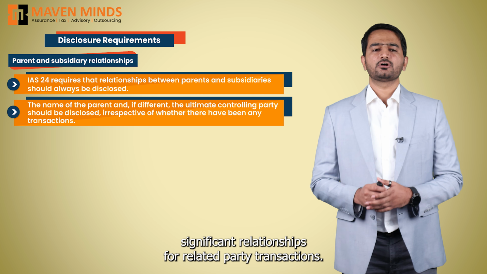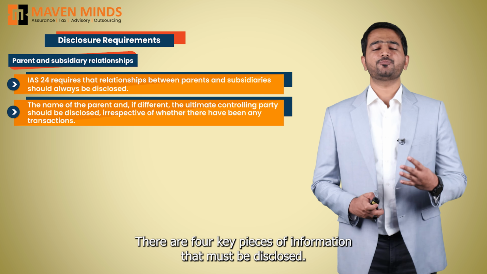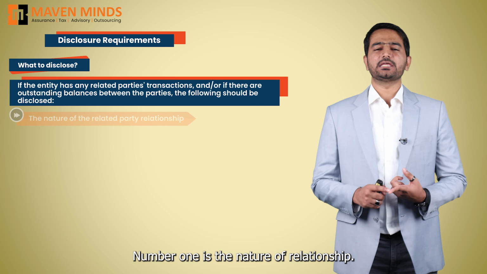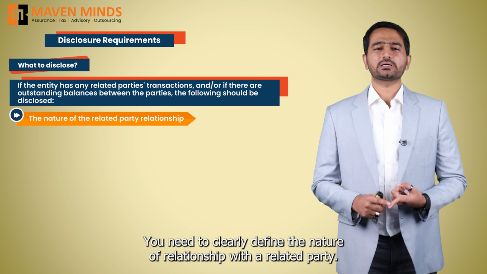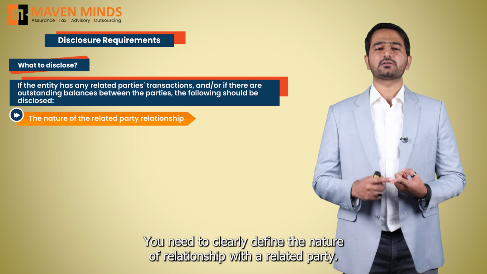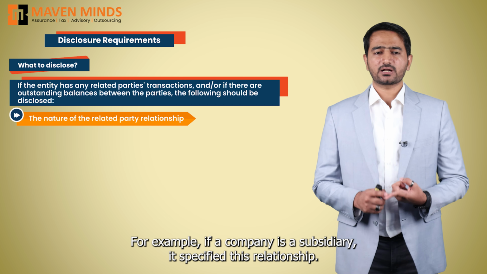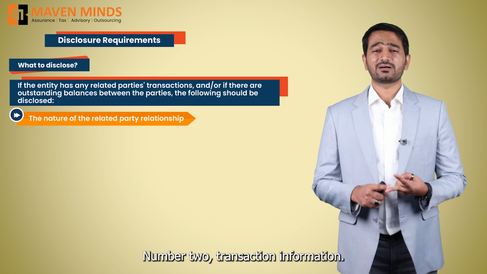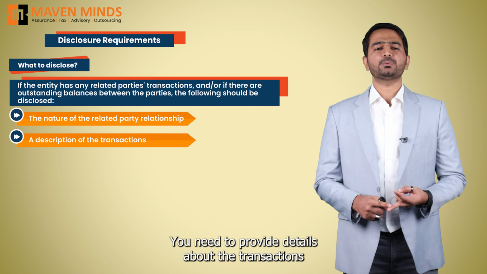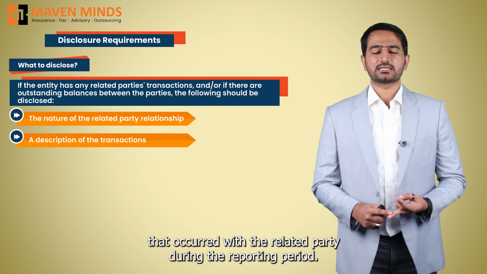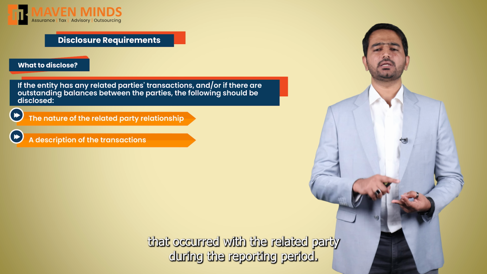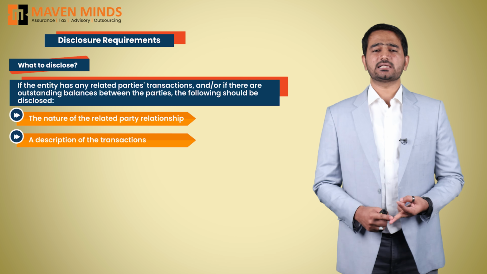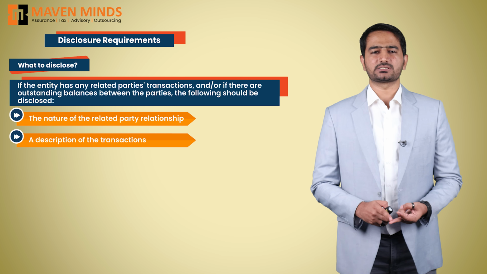significant relationships. For related party transactions, there are four key pieces of information that must be disclosed. Number one is the nature of relationship. You need to clearly define the nature of relationship with the related party. For example, if a company is a subsidiary, specify this relationship. Number two, transaction information. You need to provide details about the transactions that occurred with the related party during the reporting period. This includes transactions such as sales, purchases, and other exchanges.